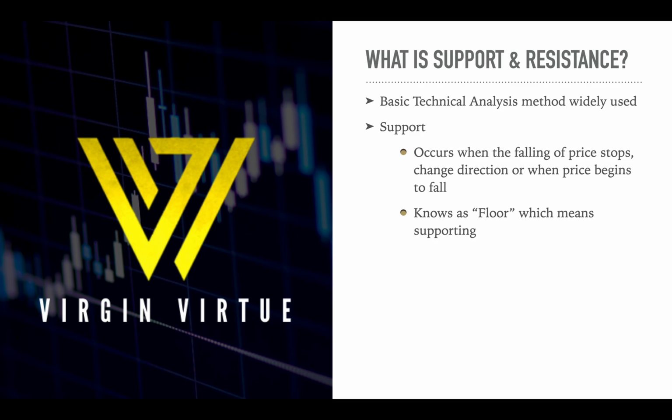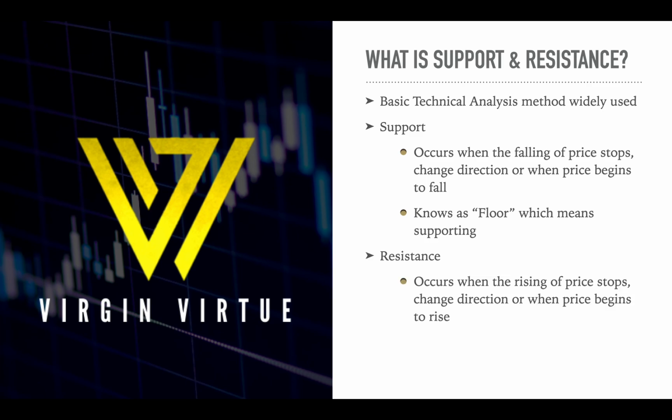So when a price is falling down, there will be a support at a certain level which will protect the price from moving further down. In that support line, it will help the price to move up. Simply, that is support. And about resistance, resistance occurs when the rising of price stops and changes direction, or when the price begins to fall. It acts as a ceiling.